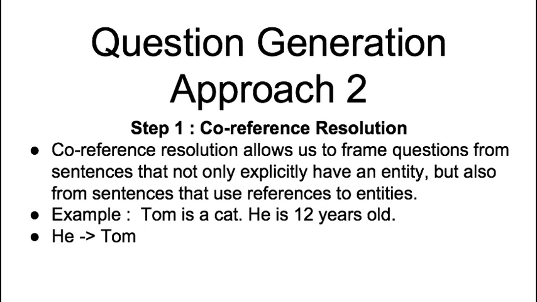So we found that it is often the case that sentences use pronouns to refer to entities from previous sentences in the corpus. Hence we perform coreference resolution. In this example, without coreference resolution, we would only be able to ask questions about the sentence where Tom is explicitly mentioned. Whereas if we resolve the he to Tom, we can also ask the question, how old is Tom?